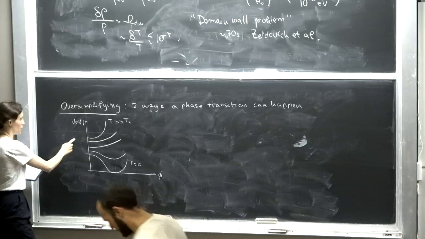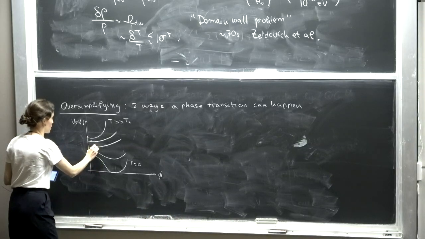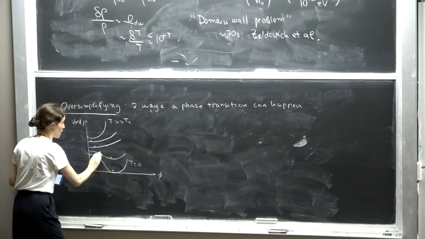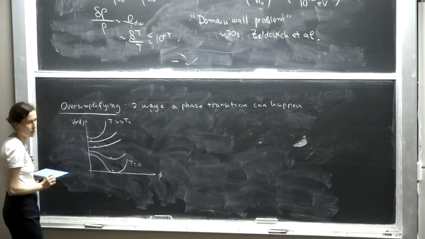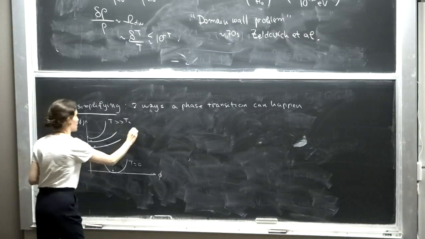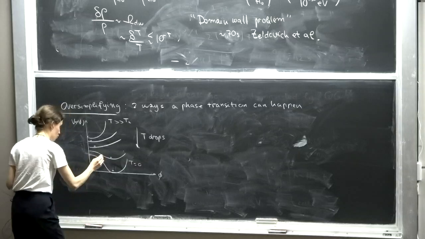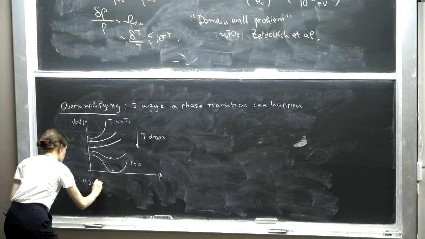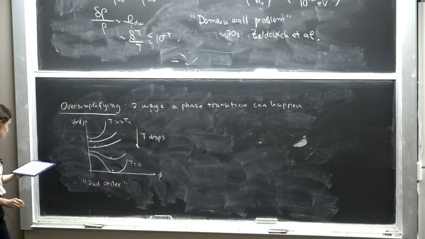this high temperature minimum smoothly becomes a maximum, and then the true vacuum appears. So the field is homogeneously varying as the temperature drops. This is what we call a second order phase transition. So in particular, heat capacity is varying continuously.